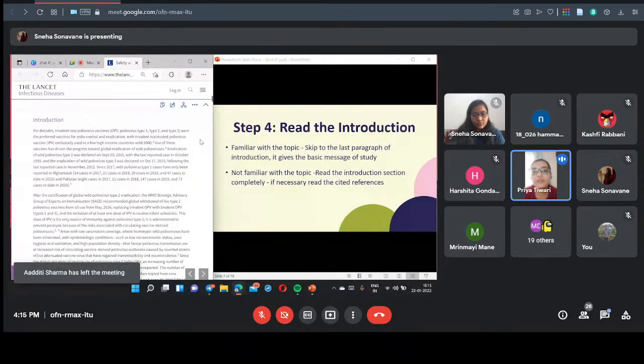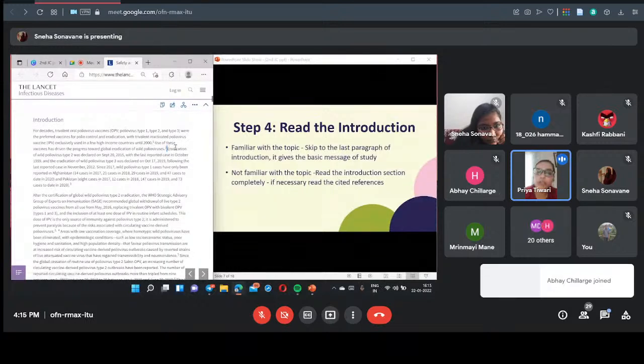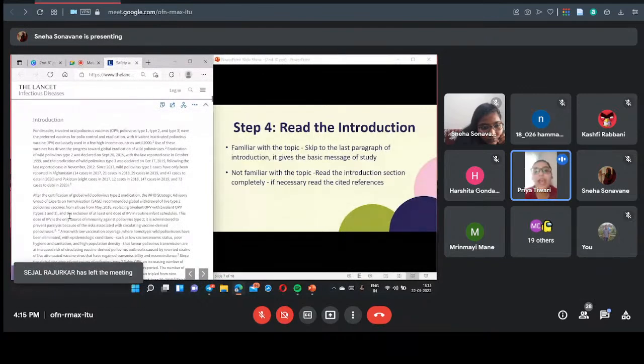Now, while reading cited references also, you have to do the first reading. That is, you have to skim through them to understand the information and become familiar with it. And if you're familiar with the topic, having already done a lot of reading in that particular topic, you can just jump to the last paragraph of the introduction, and this gives the basic message of the study. Next slide.